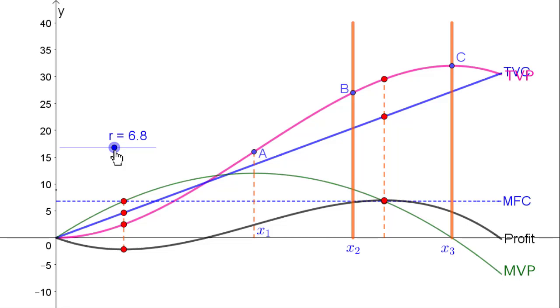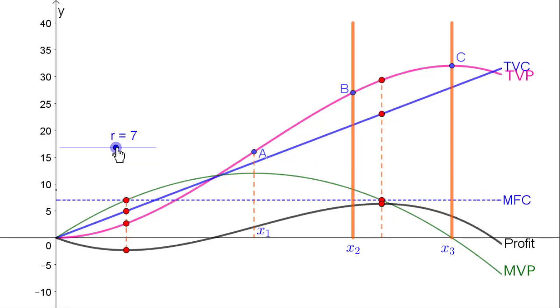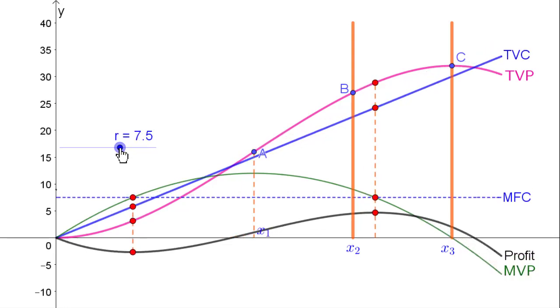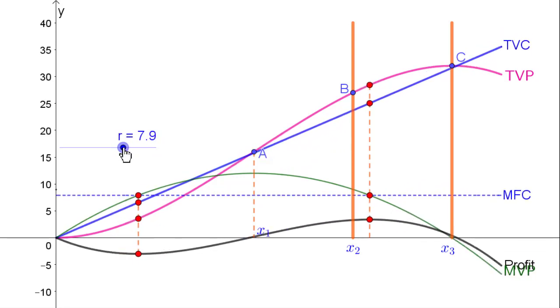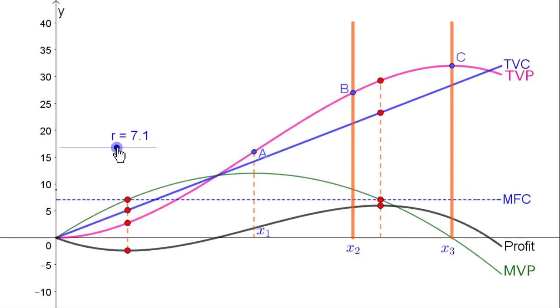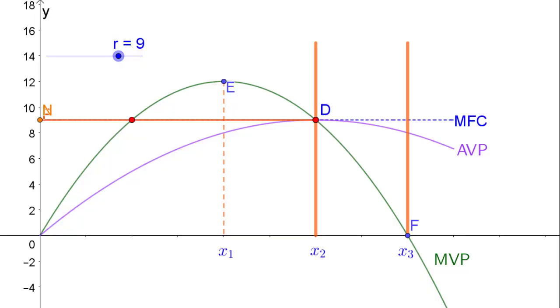So another thing to notice here is that the maximum profit, if you notice this point, you will notice that the input yields for maximum profit is actually where the MVP and MFC intersect. So pay attention to that, and that's no coincidence, and we will explain why that's the case.